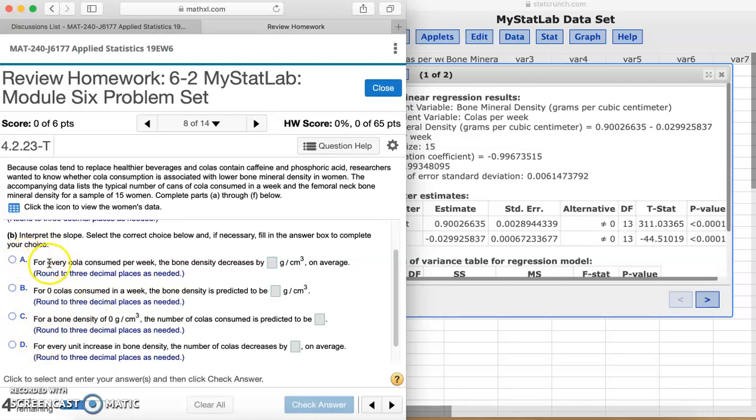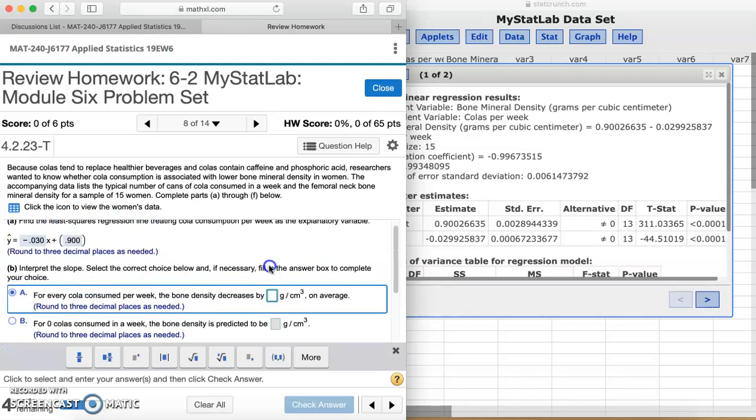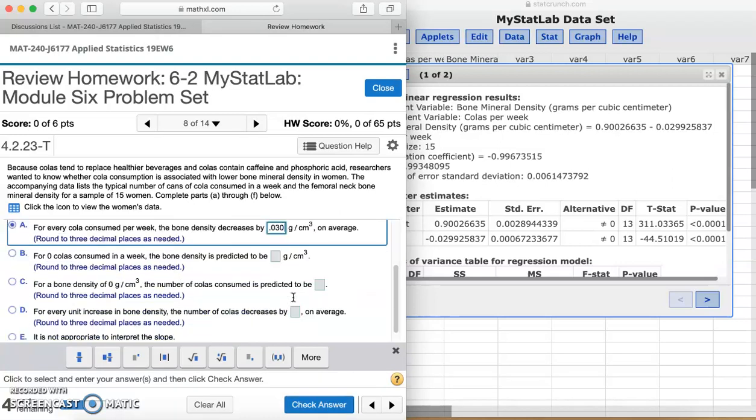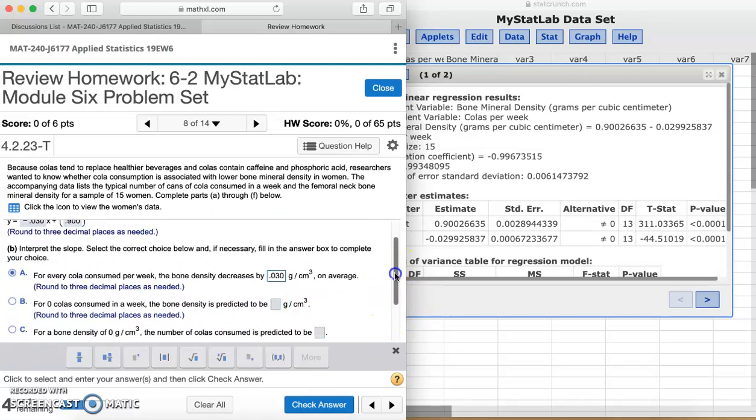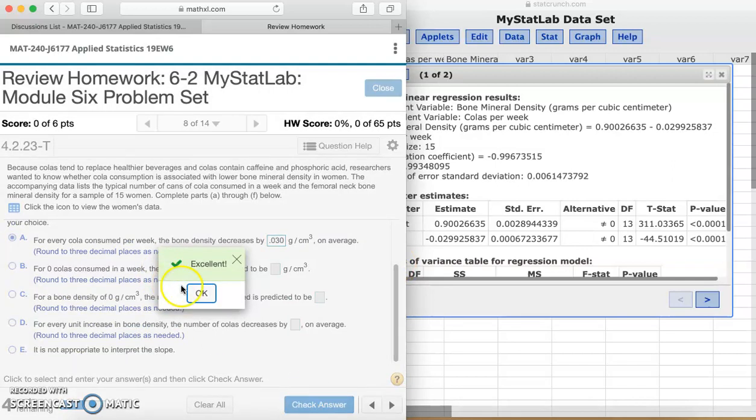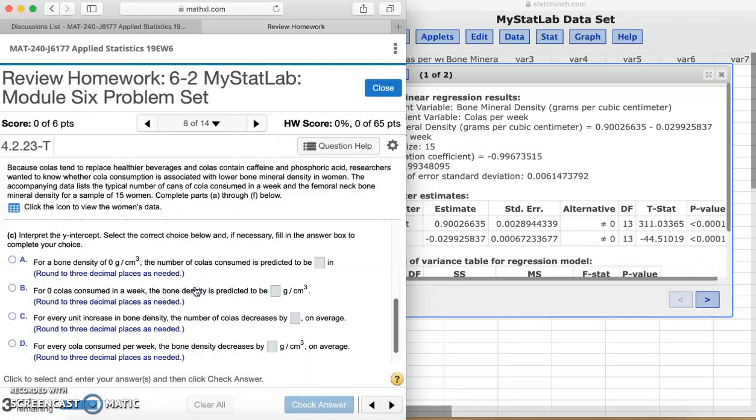So for every cola consumed per week, that's our X variable. So we know for every unit increase, now we know we're looking at this one. The bone density increases or decreases by, and here it says decreases, so we don't need to give a negative answer. We just need to give the answer that we got because we're decreasing. You don't decrease by a negative number. Okay, so let's check our answer. Excellent. If anyone has any questions about how to interpret that, let me know. The important thing is for the slope, for every unit increase in X, the slope tells us either the increase or decrease in the Y variable.